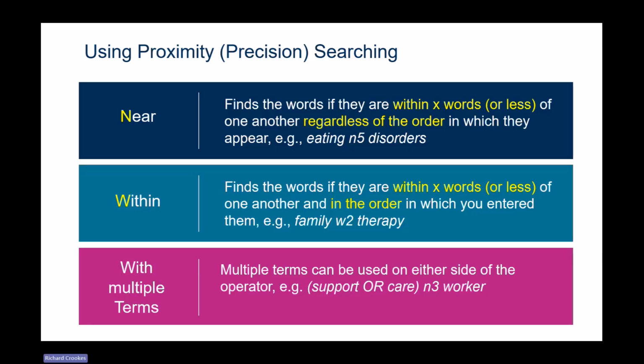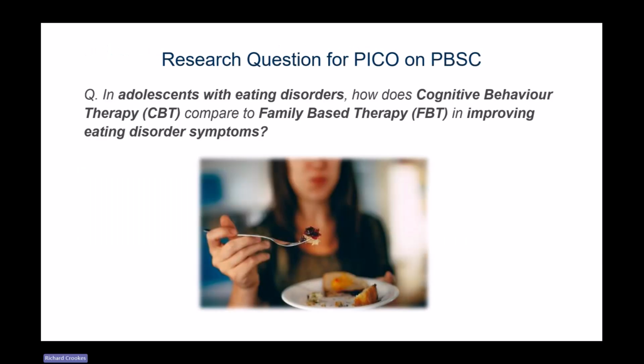Now, multiple terms can also be used on either side of the operator. So if you're looking at support or care workers, then you could put support or care in parentheses, N3 worker, and it'll find support worker, care worker, or worker in support or worker in care, etc. Probably not the best example, but I think you understand what I mean. You see, again, this just opens up the way in which you can search for free text search terms without having to enter them multiple times. Okay. So in other words, they're kind of shortcuts, just enhancing the search experience to expand what you're looking for.